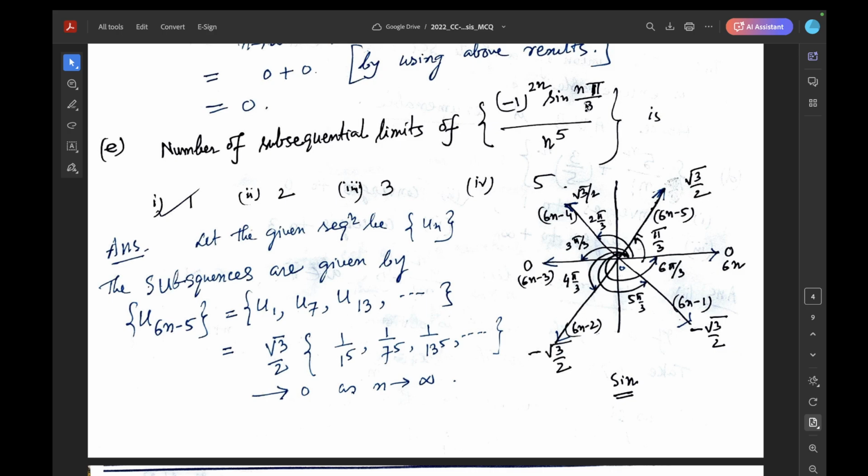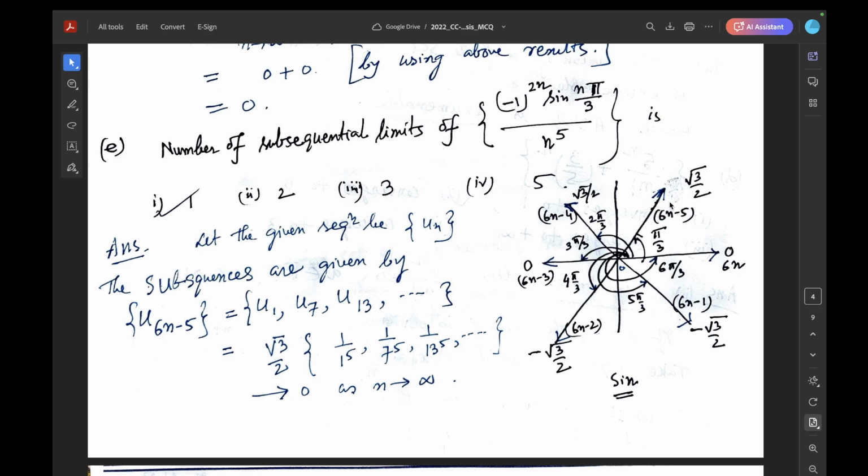Sine 4 pi by 3, that is 4 times 60, 240 degrees, is minus root 3 by 2. And sine 5 pi by 3, that is 5 times 60, 300 degrees, is also minus root 3 by 2. And sine 360 degrees, that is 6 pi by 3, that is 2 pi, is equal to 0.